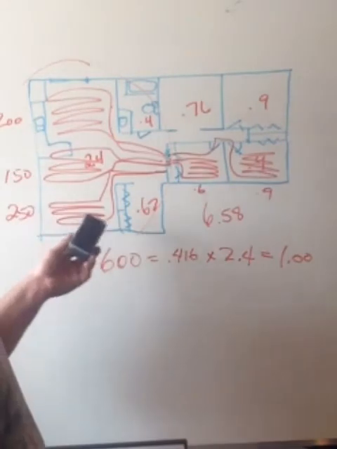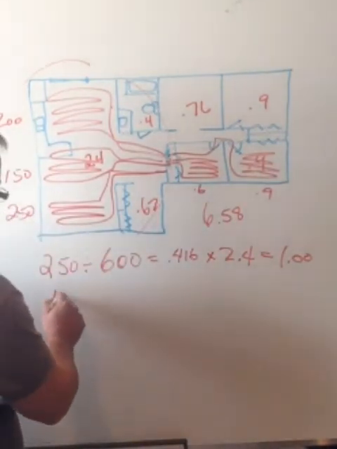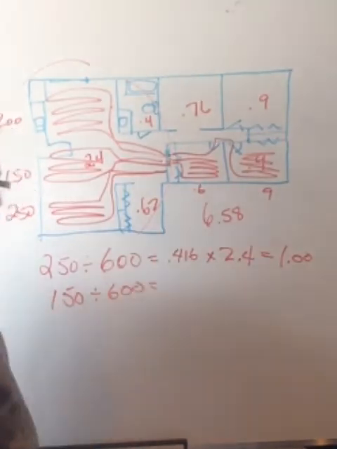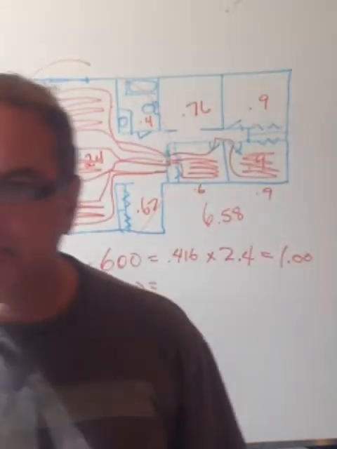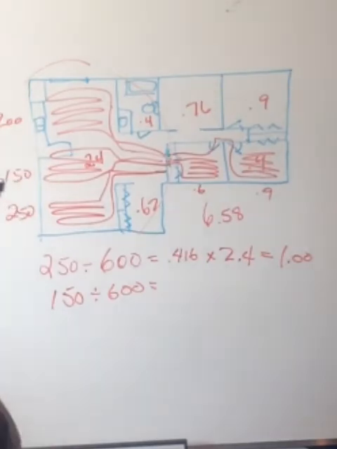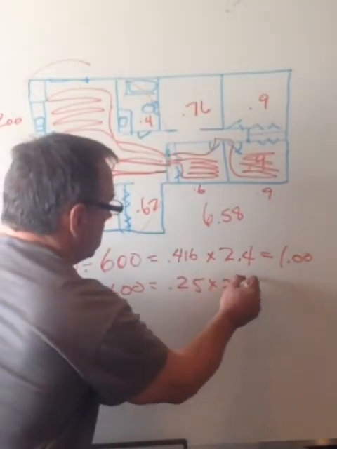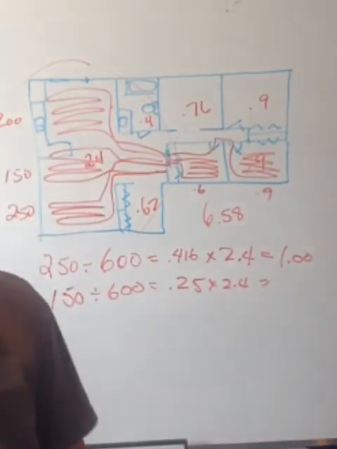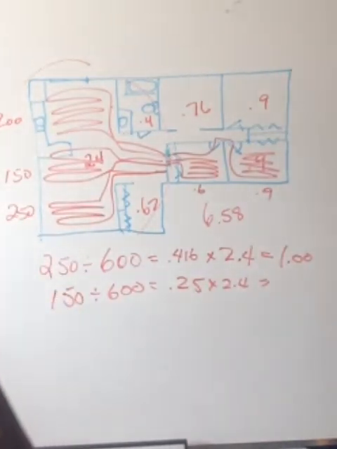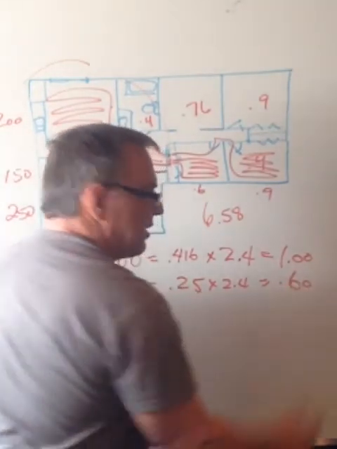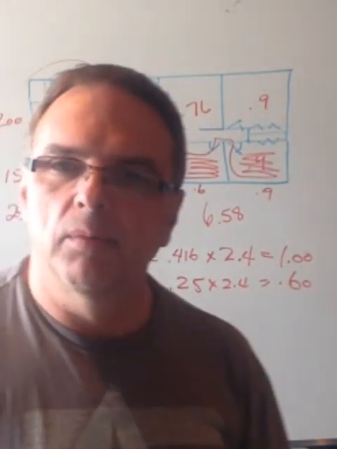We'll do the same thing for the other 2. The second one, that would be 150 divided by 600. That's 25% of the flow, obviously. Times 2.4, and you will find you need a flow rate of 0.6 US gallons per minute.